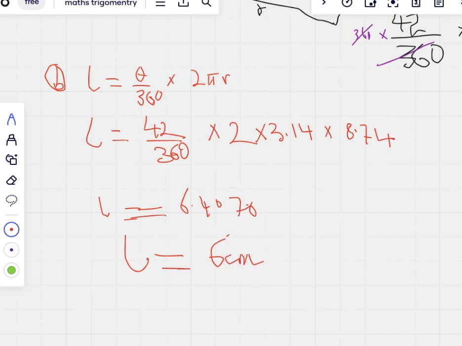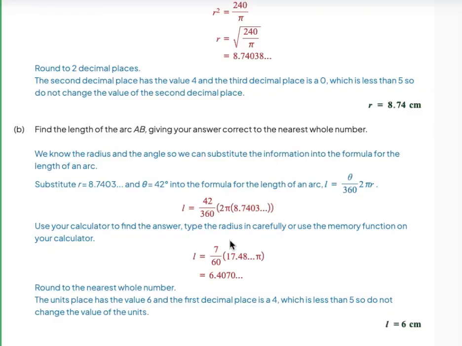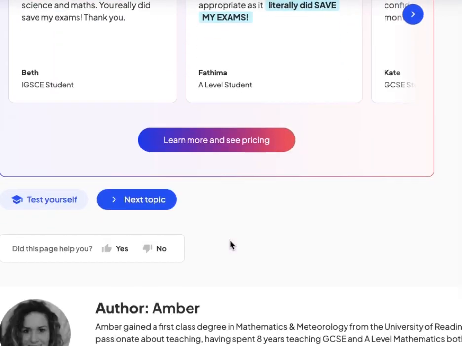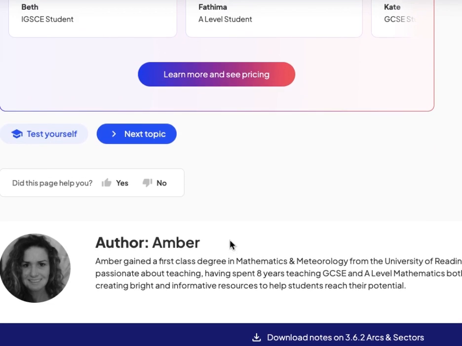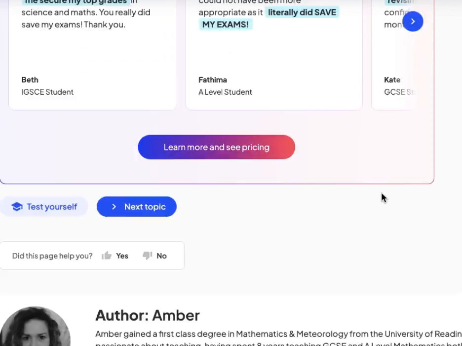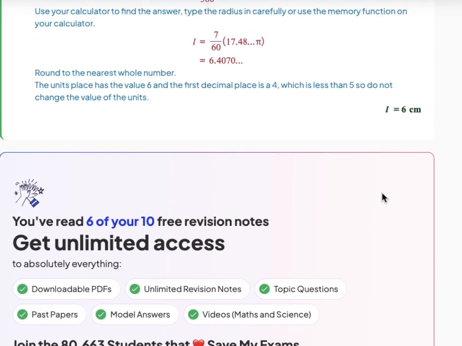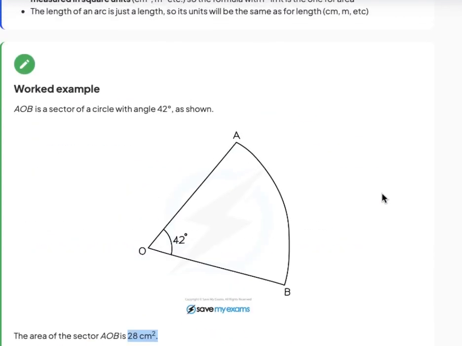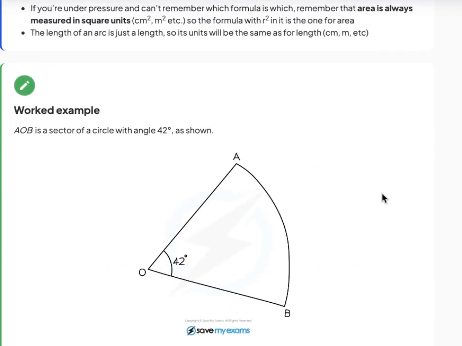So this is how we apply this topic. I think we're done with this part. Next class we will take the application of this area of a sector and circumference of a sector.